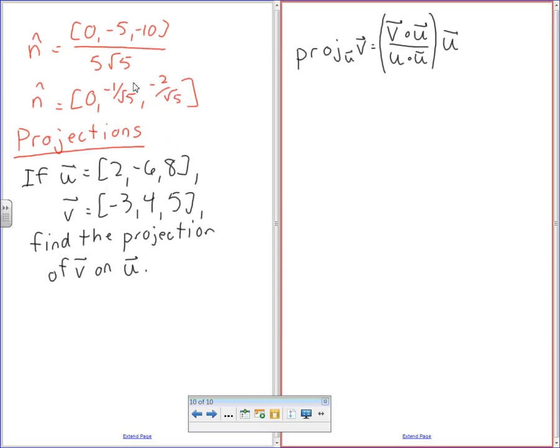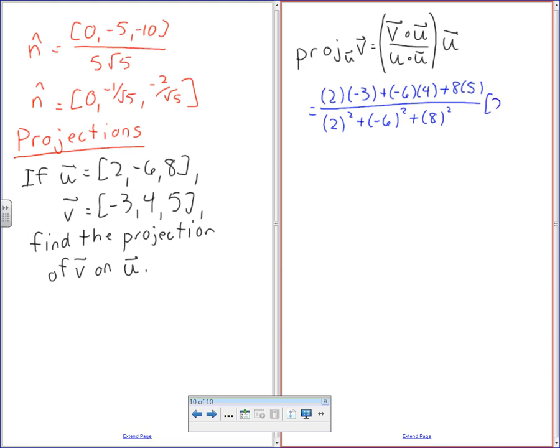Final answer? No. Go ahead. So v dot u is? Negative 6 plus negative 24 plus 40. I'm just going to show it here the first time through. u dot u is going to be what then? Yeah, I'll just do it. Vector u is going to be. Stop whispering. It's very difficult to do math when I hear whispering in the background.